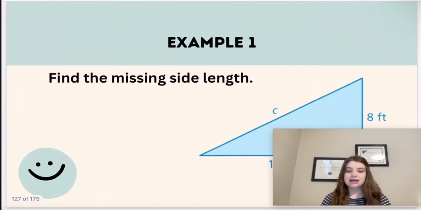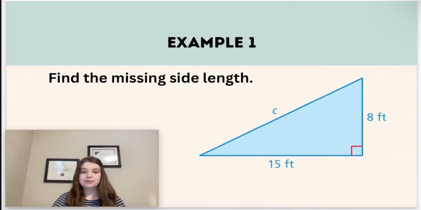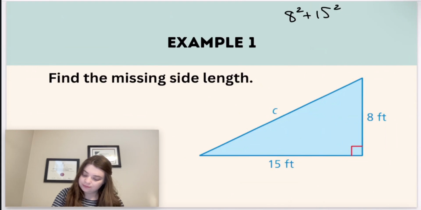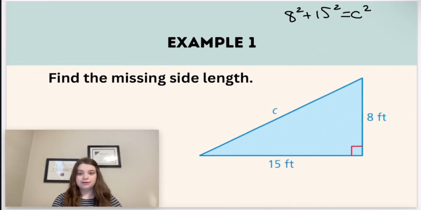So here's an example where they ask us to find the missing leg. In this case, the legs are 8 and 15, and the hypotenuse is c. So we know that a squared plus b squared equals c squared. In this case, that means that 8 squared plus 15 squared is equal to c squared.